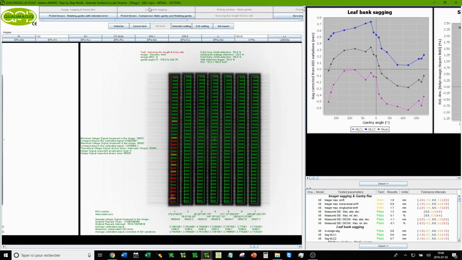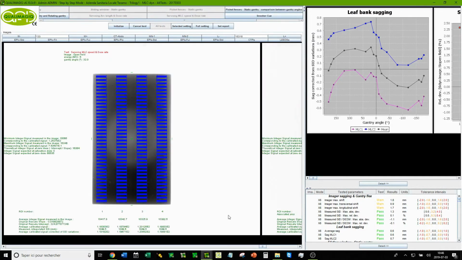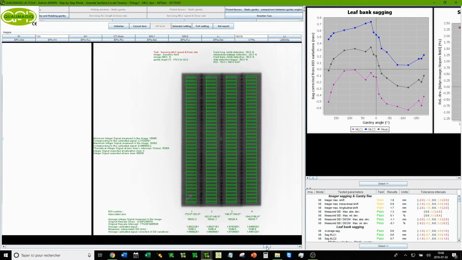We do not encounter the same problems with the leaf speed tests. Again, with a rotating gantry, here everything is in green. Globally and individually, dose rate servoing, the dose rate with MLC speed is quite good for all MLC speeds.